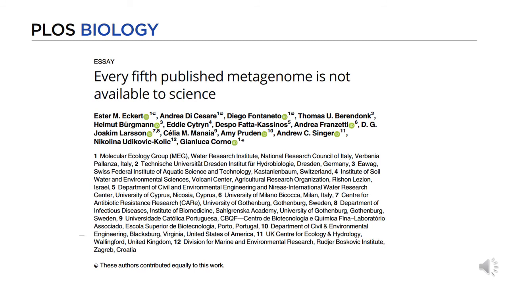We have published this together with many colleagues with whom we have discussed cause and consequence of this in an article called "Every Fifth Published Metagenome is Not Available to Science" in PLOS Biology last year.